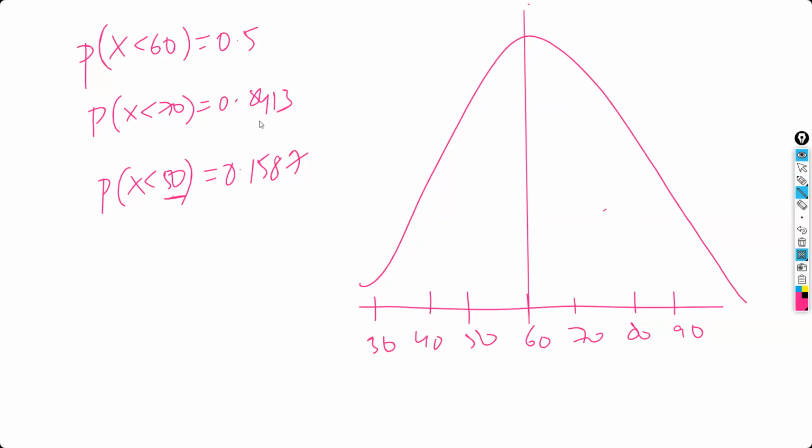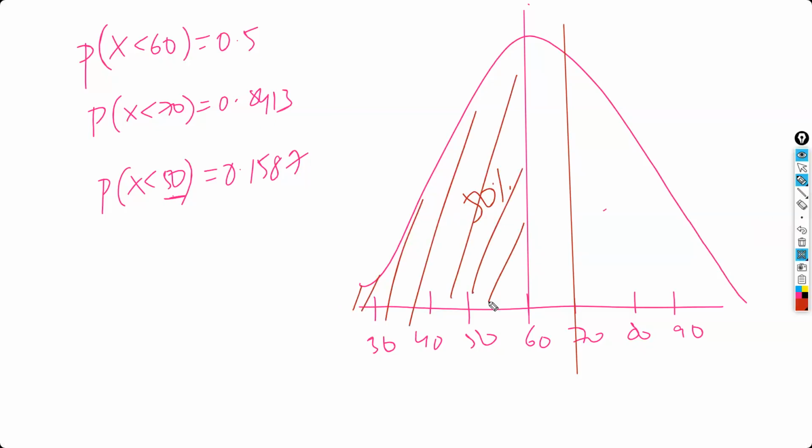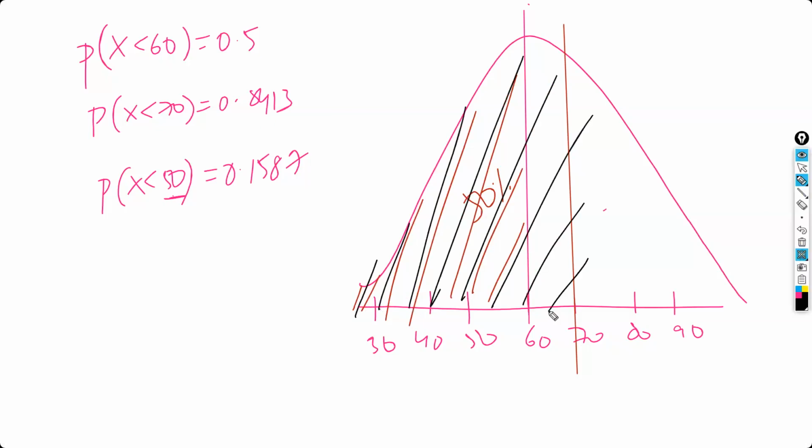Now, less than 70, 0.84 means, now tell me guys, very simple question I'll ask. This is less than 70. Less than 70 means from where? Starting value, that is minimum value, to 70. Already from minimum value to 60, this area is already 50%. Now, you are calculating up to 70, that is, this entire area is 0.84.